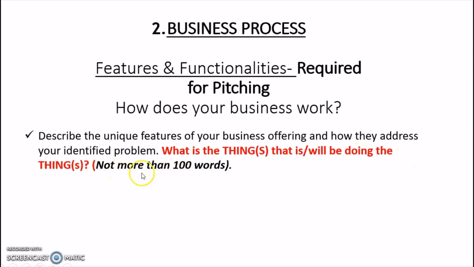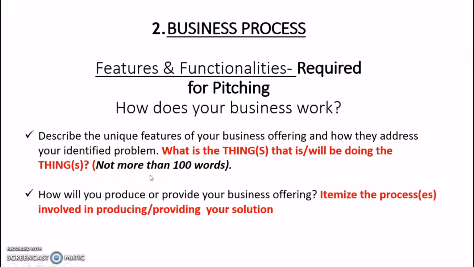And you have a whole 100 words to play around here, right? So that's what this is about. You need to identify the main thing that is solving the problem, the main feature of your business that is solving the problem. And then they ask, how will you produce or provide your business offerings?